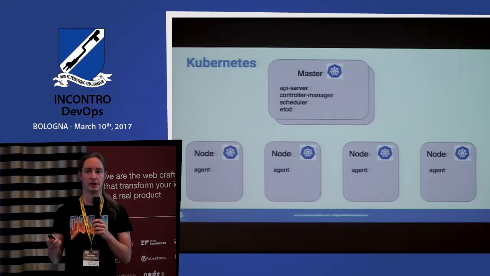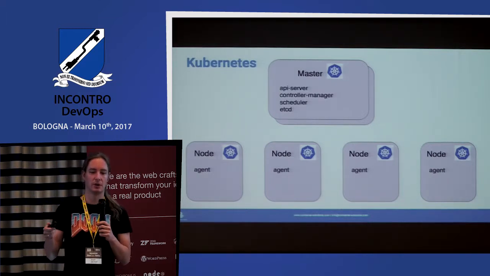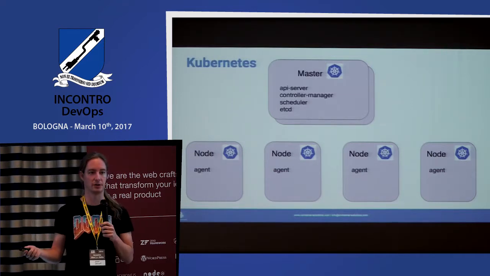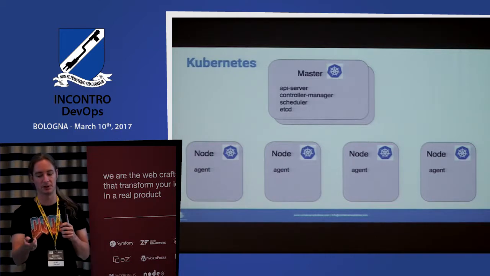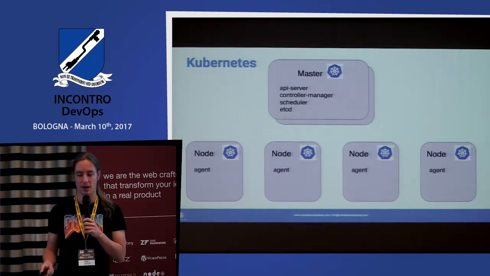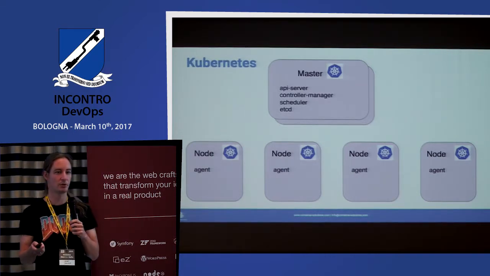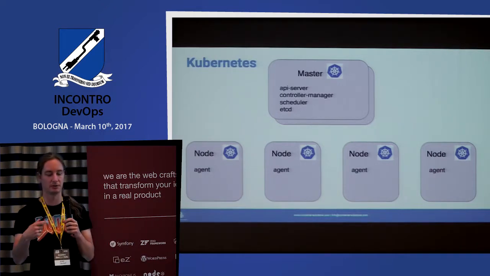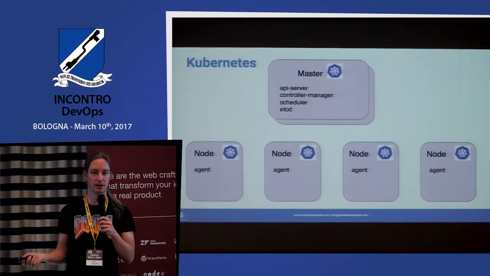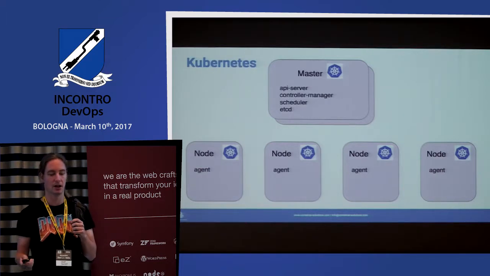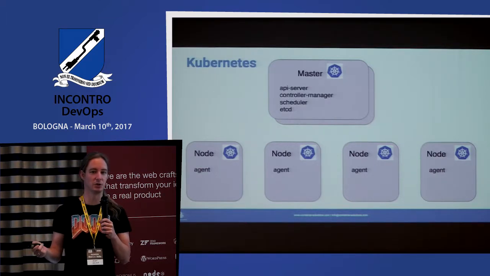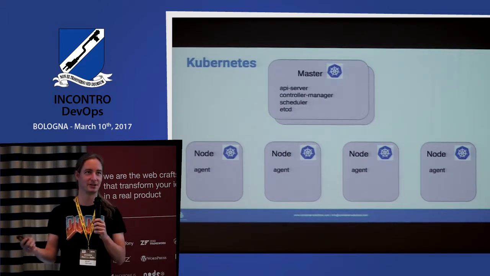The scheduler is the one that is deciding which node your newly starting container will run on. That's probably the heart of Kubernetes. And there is etcd, which is not necessarily part of the master node. You could just run an etcd cluster separately. And etcd is a distributed key value database, which is the other part of Kubernetes.